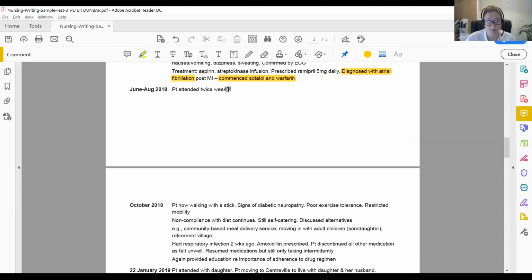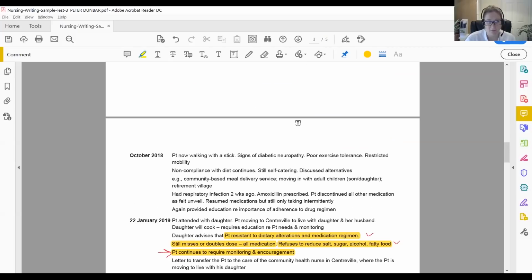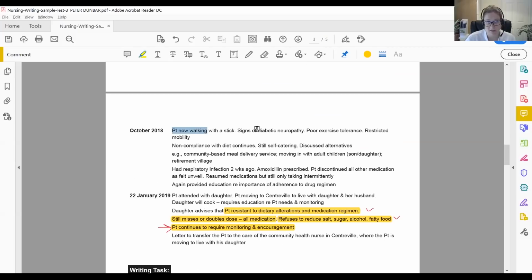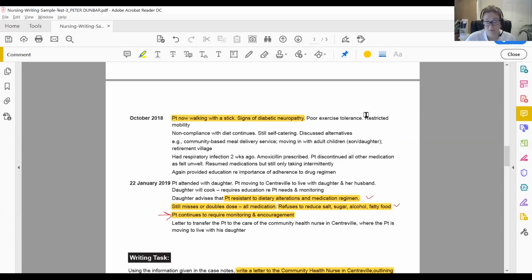June to August, we don't need to mention all of the details of attending. Walking with a walking stick, yes, perhaps this. Maybe even restricted mobility, because that's still true. Non-compliance with diet continues. Here we discussed alternatives, community-based meal delivery service. Well, we know he's moving in with his daughter now, so that's no longer relevant because the situation has been resolved by him moving with his daughter.